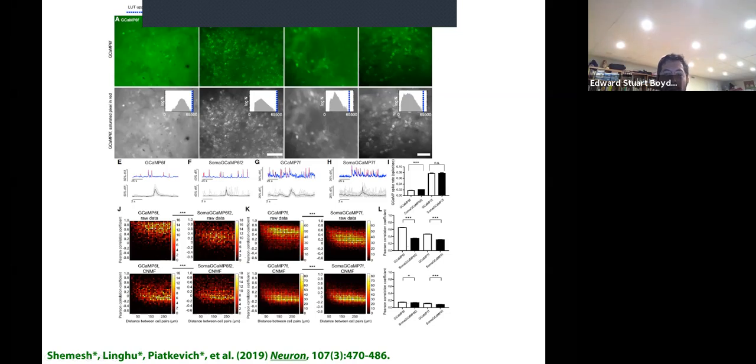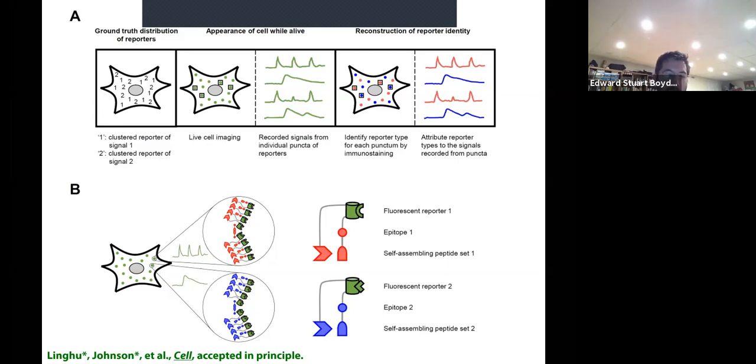So there's a bit of a theme that's emerging. Can we target fluorescent indicators to parts of cells to get better information? But what if you could target fluorescent indicators to parts of cells to get new kinds of information? I want to end on a new story. This is work by Shannon Johnson and Chengyang Lingu in our group.